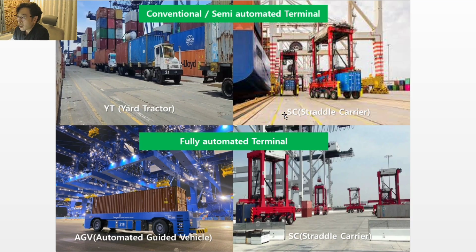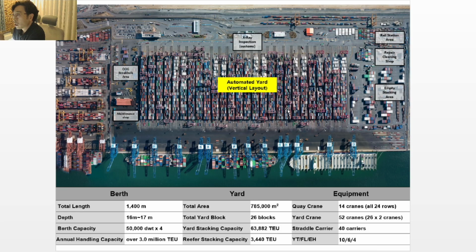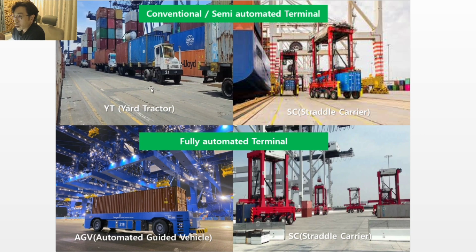Basically, these YTs and straddle carriers are used for conventional terminals, I mean fully manual terminals, and the semi-automated phase container terminal. As I said before, semi-automation means yard automation, right? So for the YTs and straddle carriers, these transport equipments are for fully manual and semi-automated container terminals.